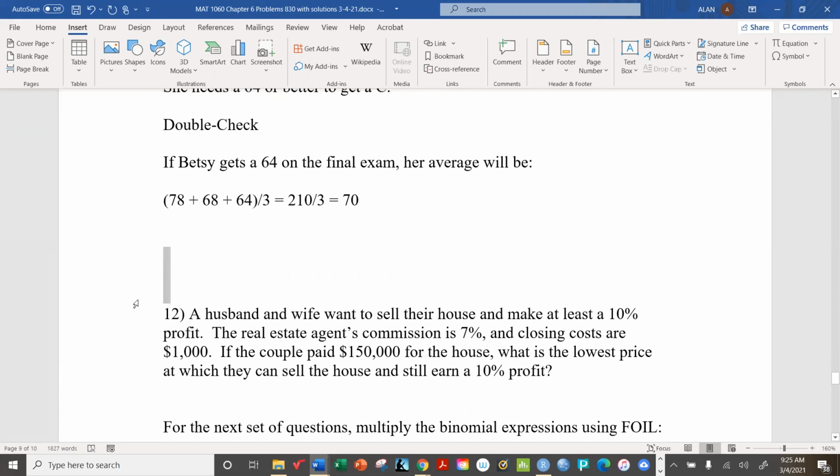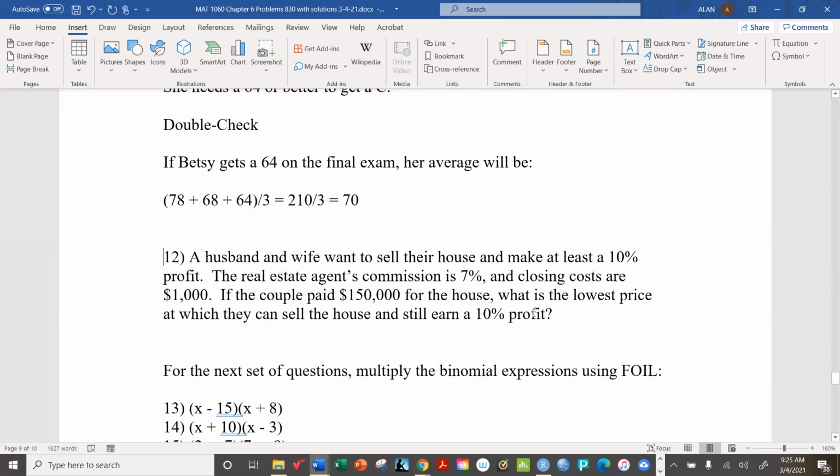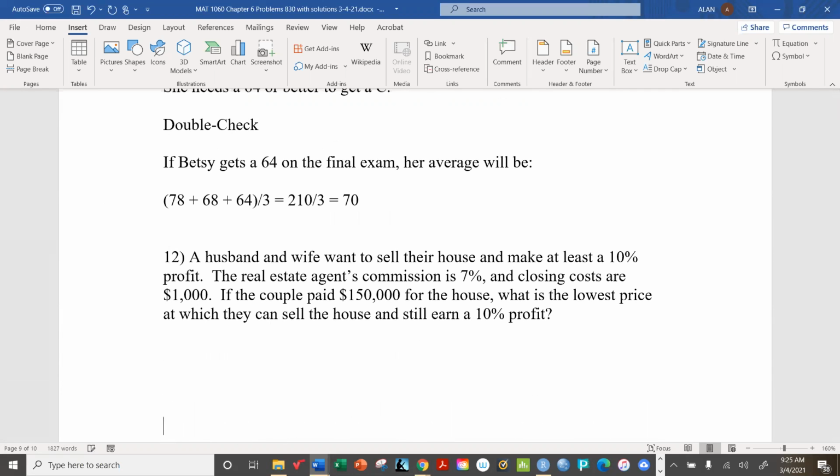Nice. And then there's only one more word problem. The rest are algebraic problems, which I'm sure you'll be happy about. So a husband and wife want to sell their house and make at least a 10% profit. Okay, now that means based on the original purchase price. They'll have to pay a real estate agent a commission of 7% of the sale price, and they'll have to pay closing costs of $1,000, which is independent of the price of the house. Now, originally they paid $150,000 for the house.